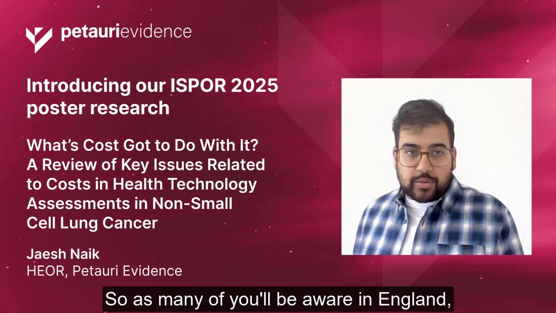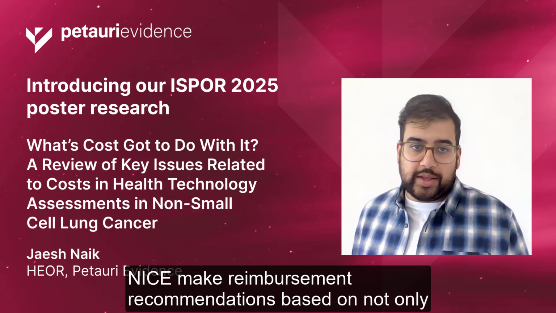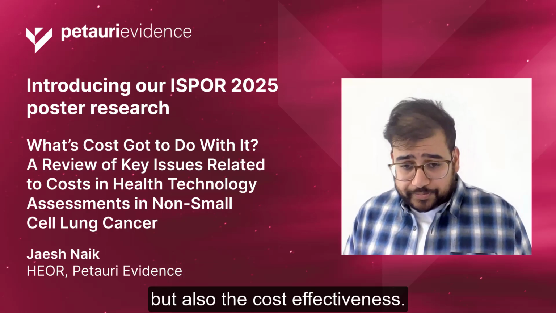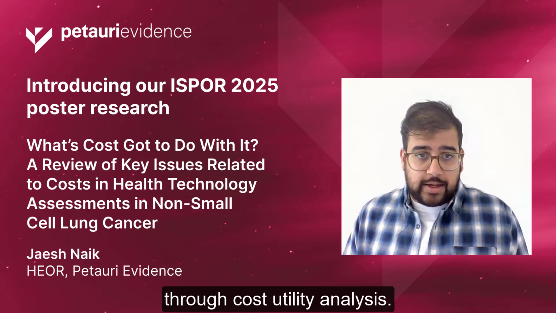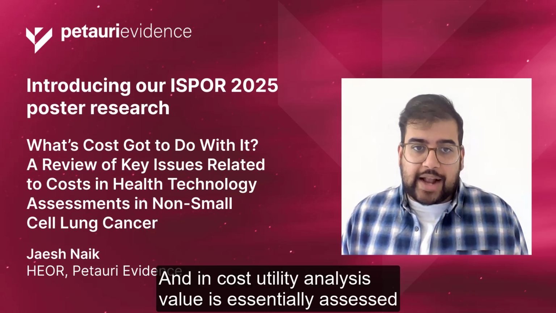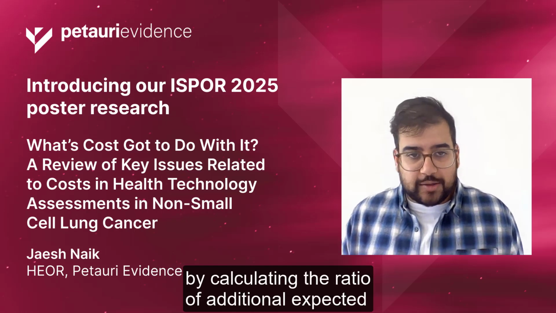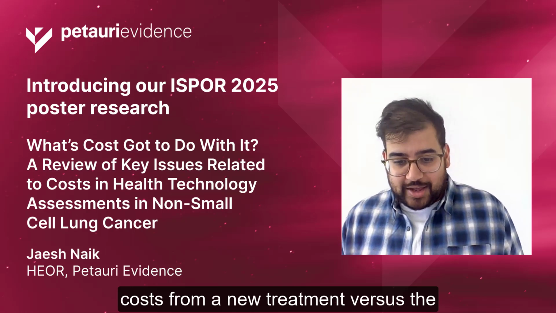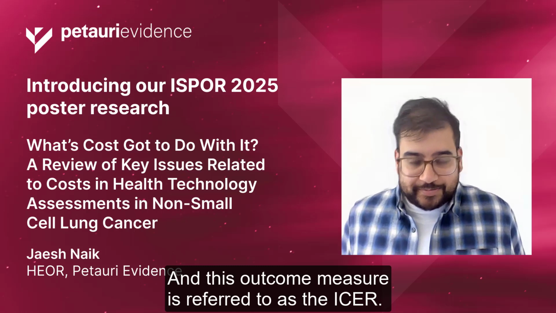So, as many of you will be aware, in England, NICE make reimbursement recommendations based on not only the clinical effectiveness of new treatments, but also the cost effectiveness. And they specifically look at cost effectiveness through cost utility analysis. In cost utility analysis, value is essentially assessed by calculating the ratio of additional expected costs from a new treatment versus the expected additional QALYs. And this outcome measure is referred to as the ICER.